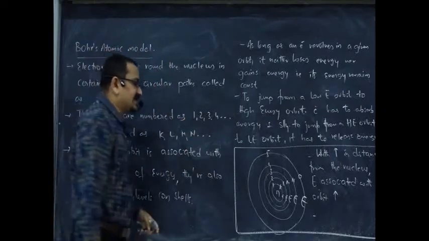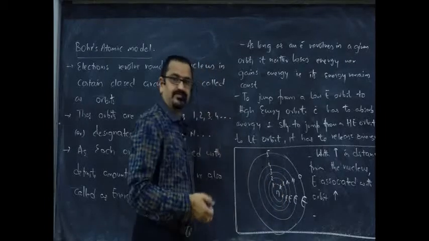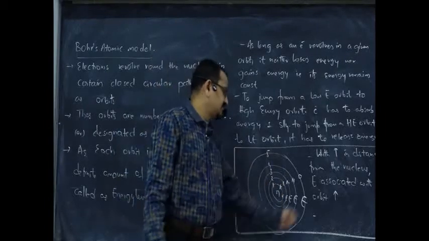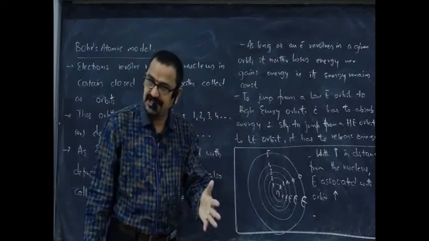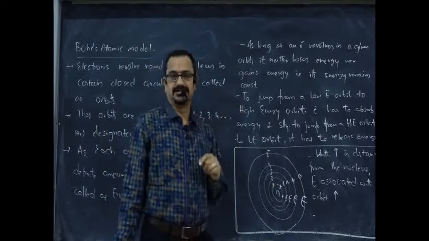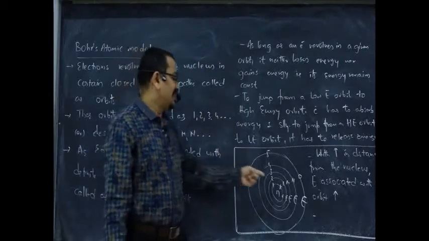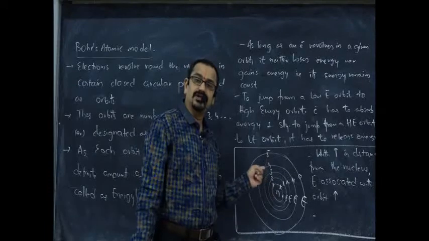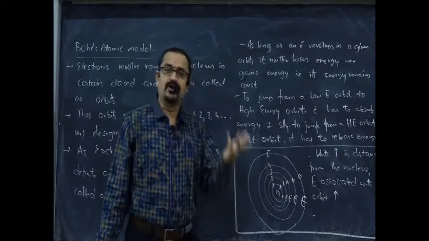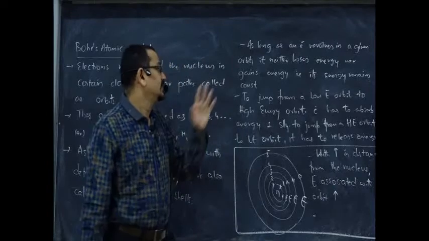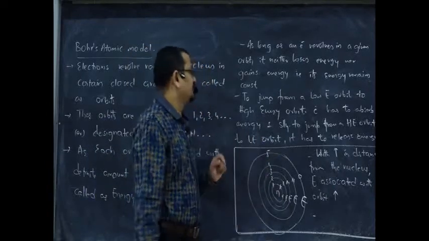As long as an electron revolves around the nucleus in a given orbit, it neither loses energy nor gains energy. Means it is stationary; these orbits are stationary. Its energy remains constant, which means it is said to be revolving in a stationary orbit.